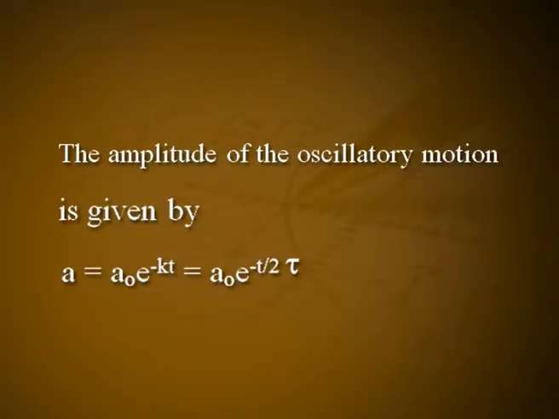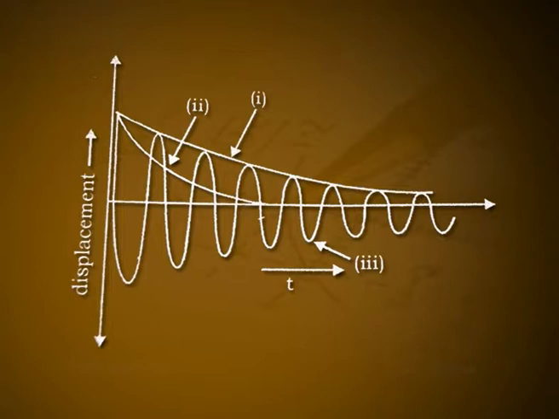If k = 0, that is no damping, then T = 2π/ω₀. But in actual practice, the effect of damping on periodic time is usually negligible in a number of cases, particularly in the case of musical instruments. The amplitude of the oscillatory motion is given by A = A₀e^(−kt) = A₀e^(−t/2τ), where A₀ is the amplitude in the absence of damping. When there is damping, the amplitude decreases exponentially with time. The time displacement curve is shown in figure 1, curve 3, for damped harmonic motion.